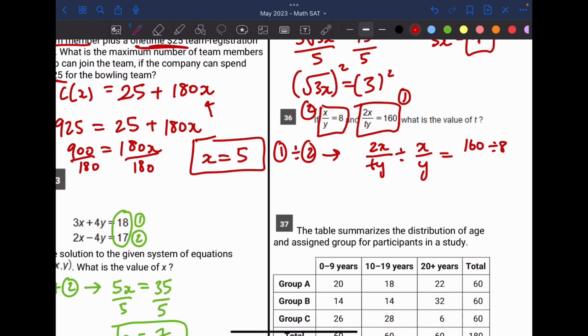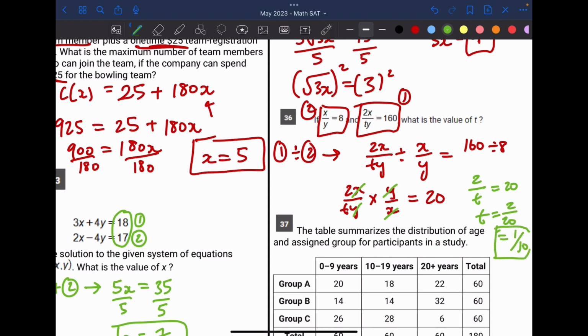Now let's solve. This would be 2x over ty multiplied by y over x is equal to 160 divided by 8, which is 20. And then x goes away, y goes away. So we get that 2 over t is equal to 20. In other words, t is equal to 2 over 20, which is equal to 1 over 10. And that is your answer once again. We are done. Very simple.